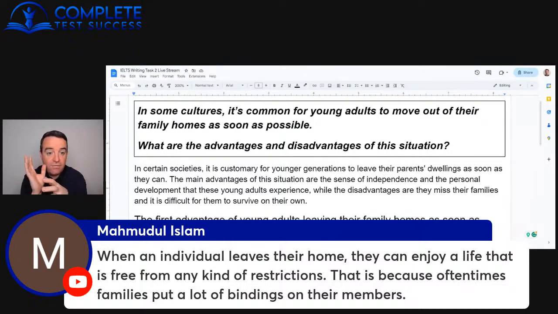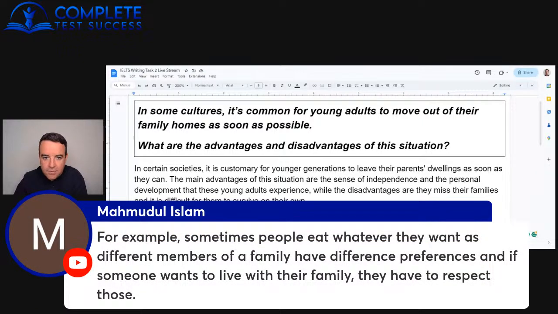What I've done is I was thinking so much about the other meaning of independence that I thought this was irrelevant. No, you're completely right. They can enjoy a life that is free from any kind of restrictions. That is because oftentimes families put a lot of bindings on their members. For example, sometimes people eat whatever they want, as different members of family have different preferences. And if someone wants to live in their family, they have to respect those.